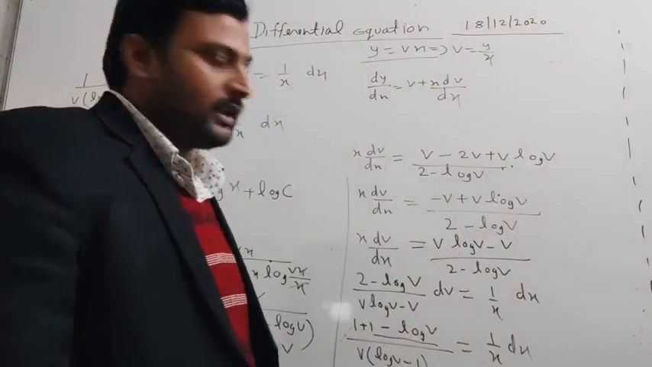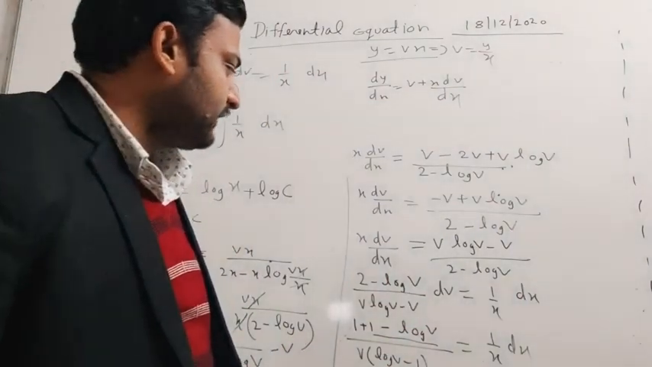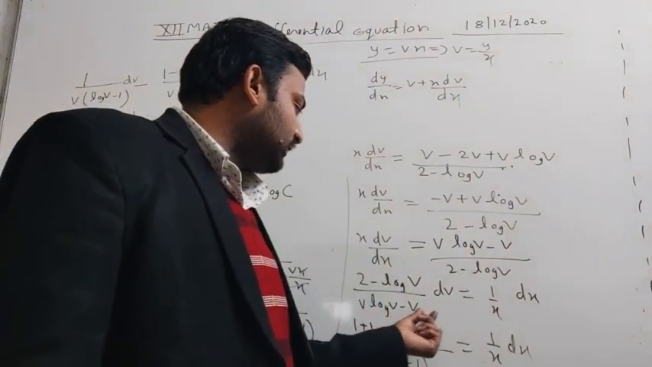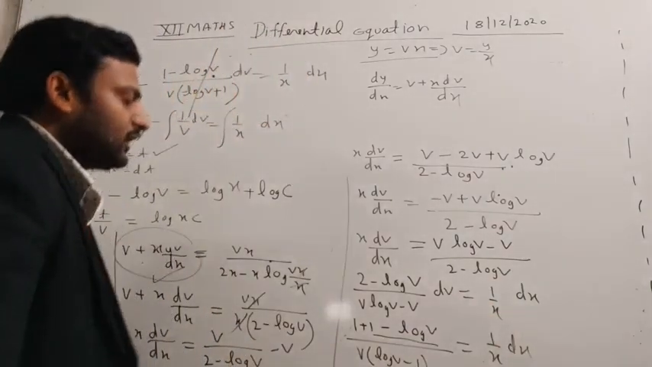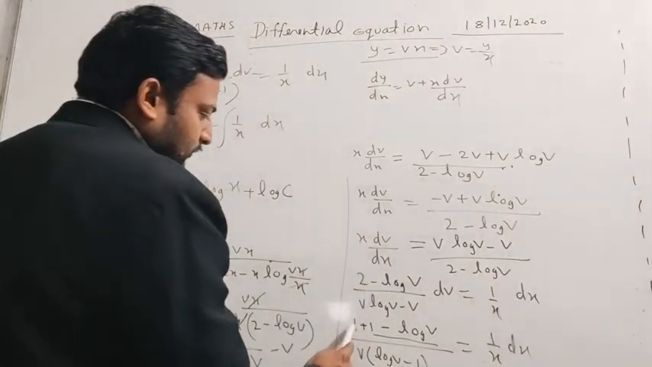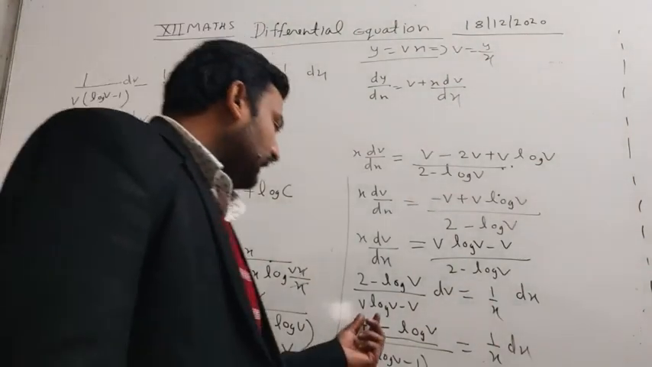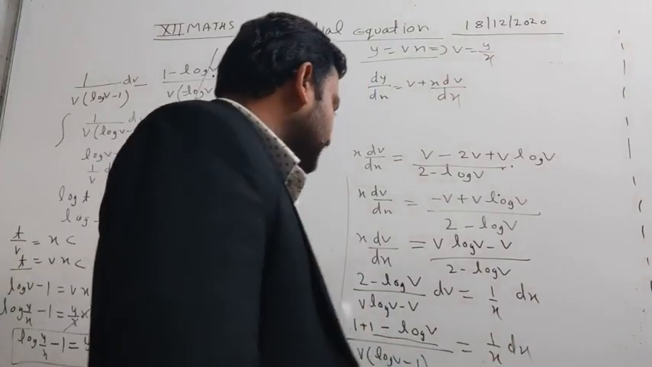Now after this, we are separating the variable v with dv and x with dx. So 2 minus log v by v log v minus v, dv is 1 by x dx. Okay student, now this 2 we can write as 1 plus 1 minus log v, and the denominator is the same, v log v minus 1, which is equal to 1 by x dx.